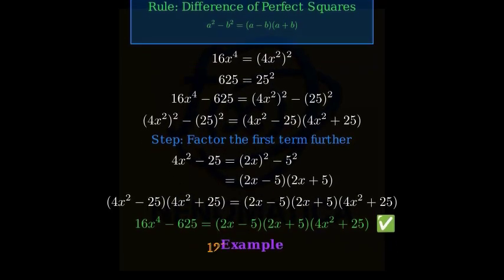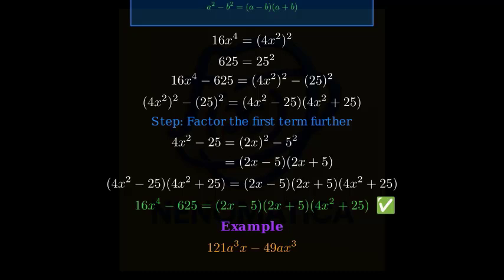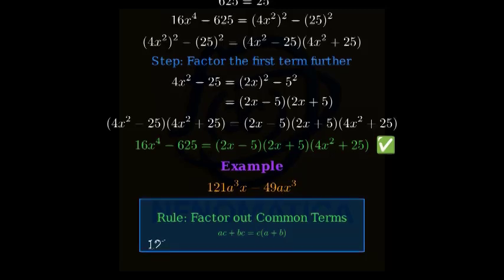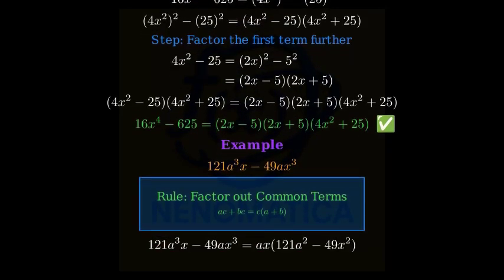We have 121a squared x minus 49ax cubed. This expression has a common factor, so we'll factor it out first. Let's identify the common factor in this expression. We can see that both terms have a and x as common factors. So we can factor out ax from the expression.